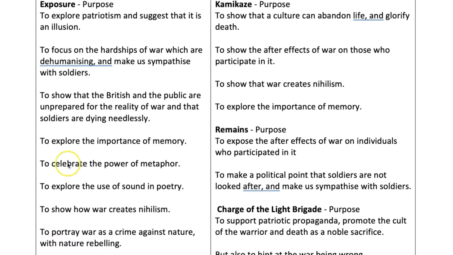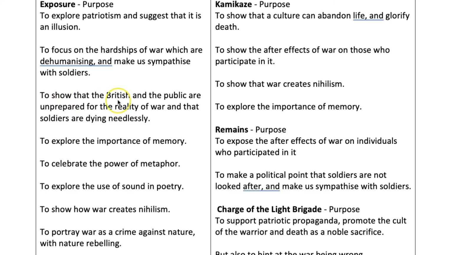So I'm just praying that this one comes up because I know I'm going to be able to smash the grade 7 or above. So one purpose is to explore patriotism and suggest that it is an illusion. The war is pointless and there's no point dying for your country. The other is to focus on the hardships of war, which are dehumanizing, as we see in the description of the soldiers, and he wants us to feel sympathy for them.